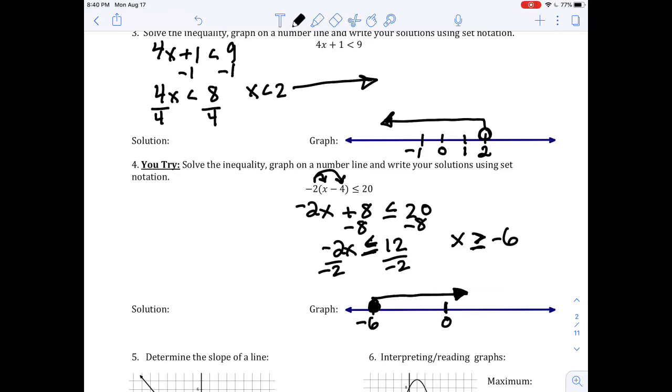Now, some people actually shade on the number line. I shade above it just so that it's easier to see. It doesn't make a difference.